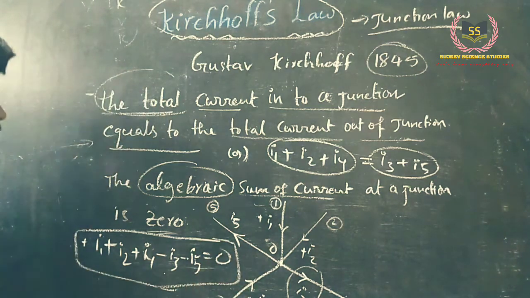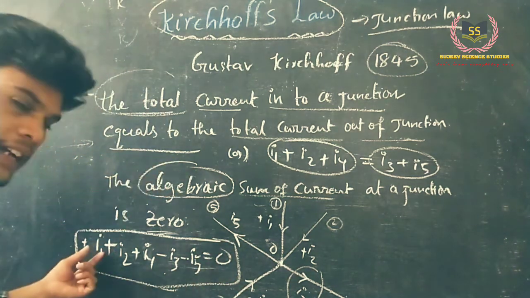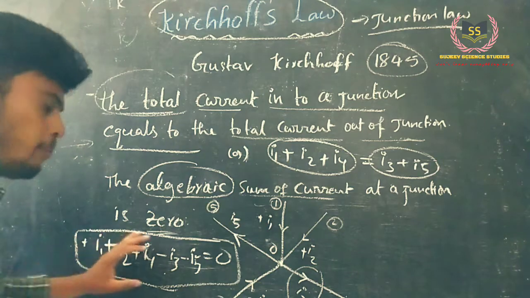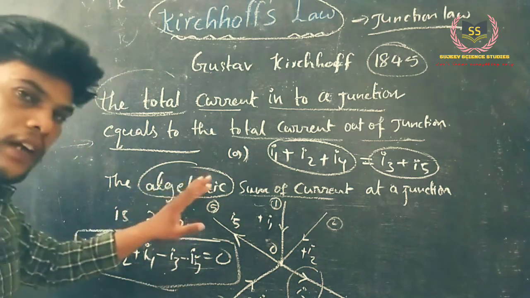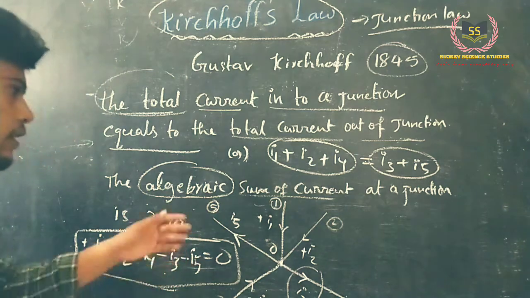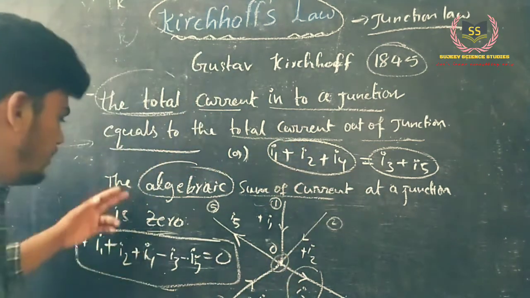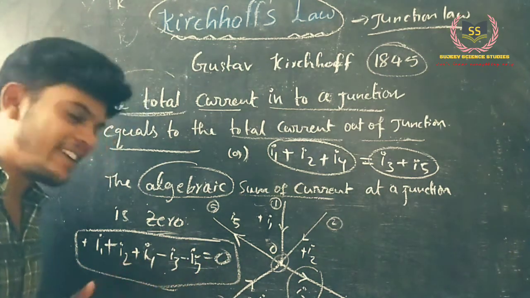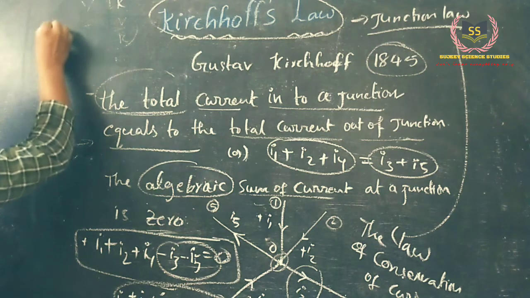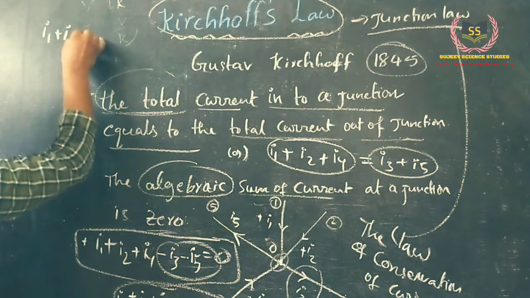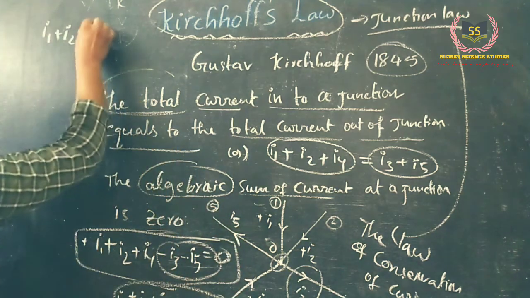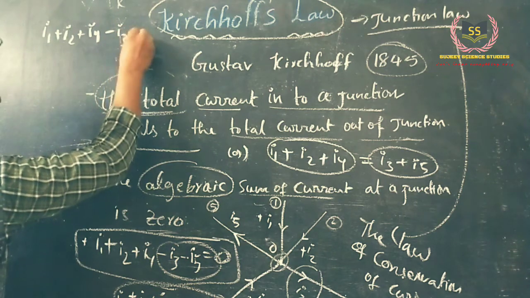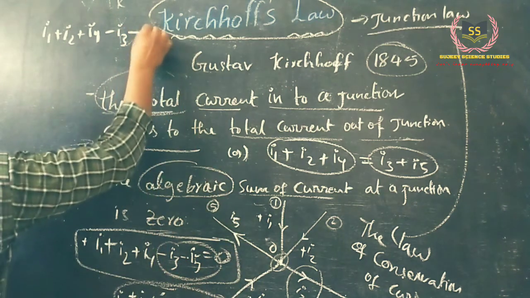What is Kirchhoff's law in another form? The algebraic sign convention, like plus and minus. The algebraic sum of current. Sum means total. Total algebraic values of current at a junction is 0, so we can write Kirchhoff's first law like this also. What is the algebraic sum of the currents? I1 plus I2 plus I4 minus I3 minus I5 is equal to 0.